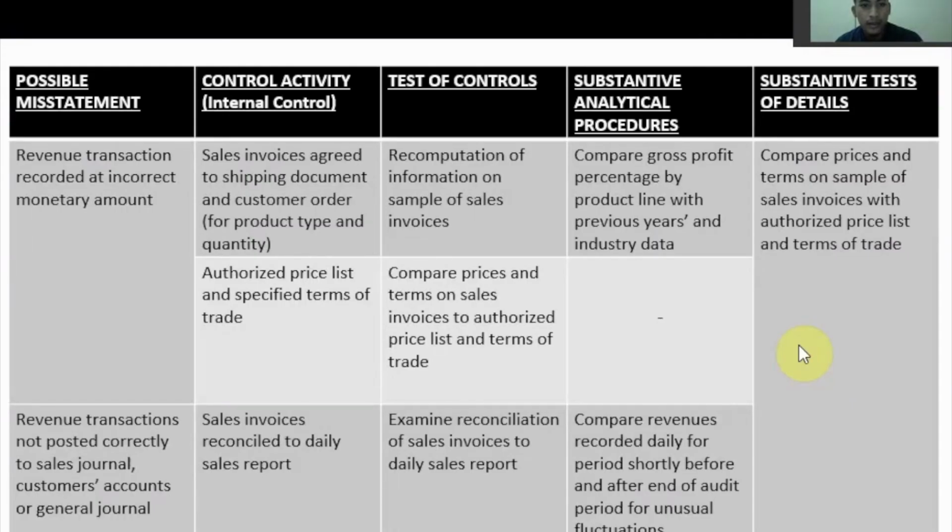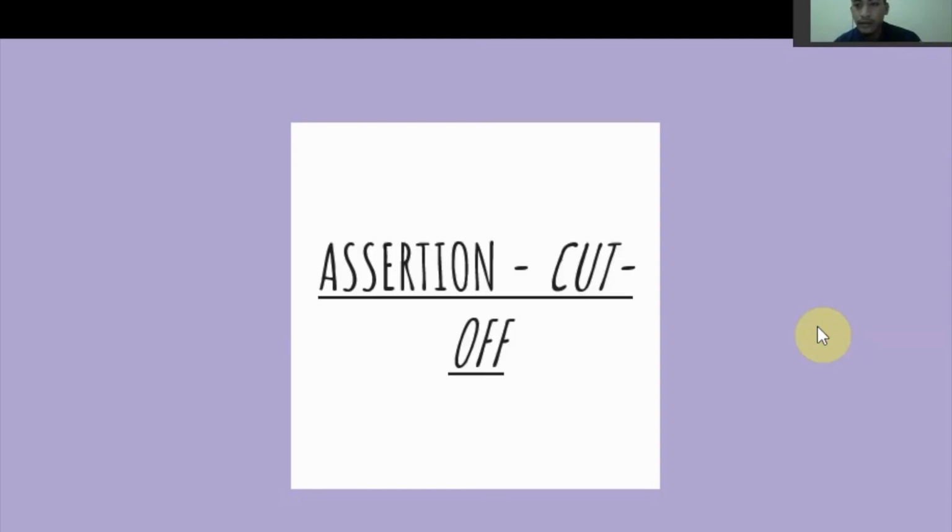The next session is accuracy. For accuracy, the possible misstatement is revenue transaction recorded at an incorrect monetary amount. For the control activity, authorized price list and specified terms of trade. And for the test of control, compare prices and terms on sales invoices to the authorized price list and terms of trade. And for the test of detail, compare prices and terms on a sample of sales invoices with the authorized price list and terms of trade.